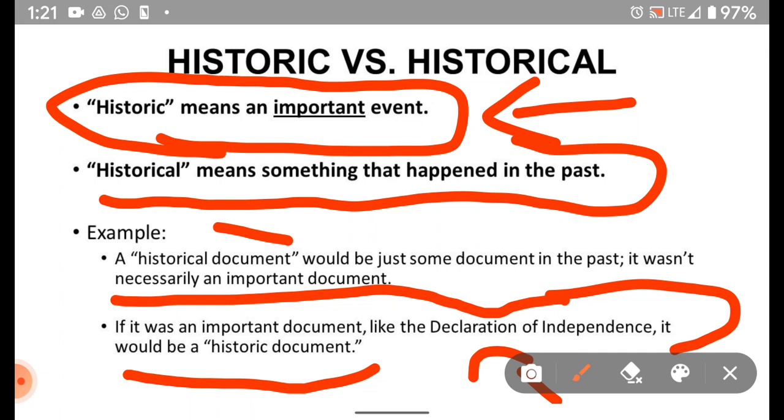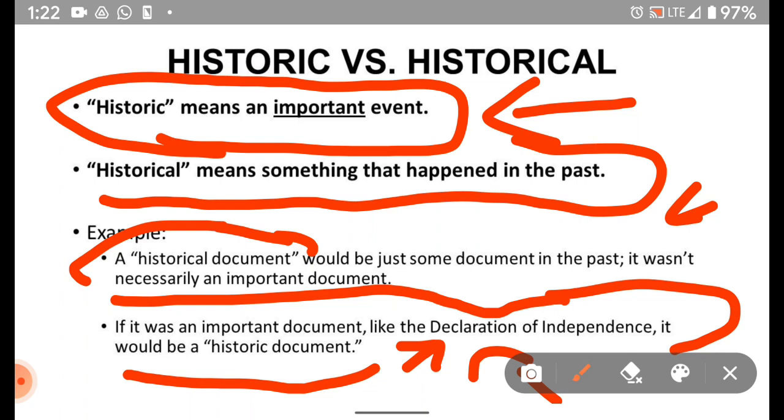The Declaration of Independence was also a historical document because it happened in the past, but it's also a historic document. That is a very momentous and important document, okay. But if I call another document a historical document, then it doesn't necessarily mean that it was also an important document. For example, if there was a bureaucratic file, okay, and it was 1 week older, it was a file that was made 1 week ago, then that is a historical document, okay. It was made in the past, but that does not mean that it is a historic or important file, okay.